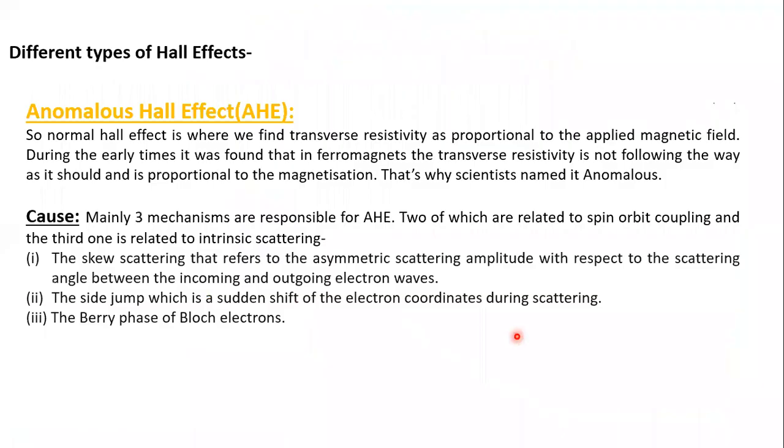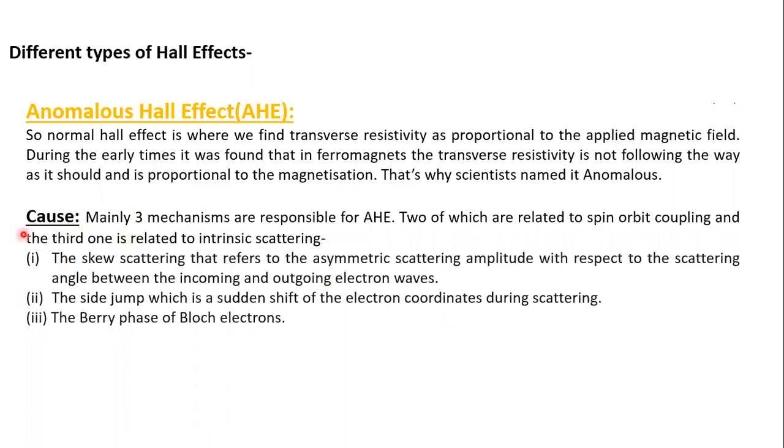So the skyrmions. Now I will discuss the different kinds of Hall effects that are present in the magnetic system. First of all, the anomalous Hall effect. We all know the ordinary Hall effect is proportional to the applied magnetic field, but in the case of a ferromagnet, it was found that the transverse resistivity is proportional to the magnetization, and that's why it was called the anomalous one. Now there are three reasons for the anomalous Hall effect.